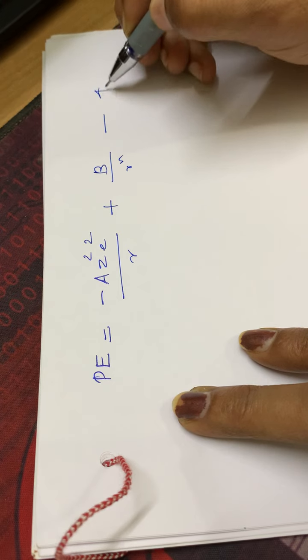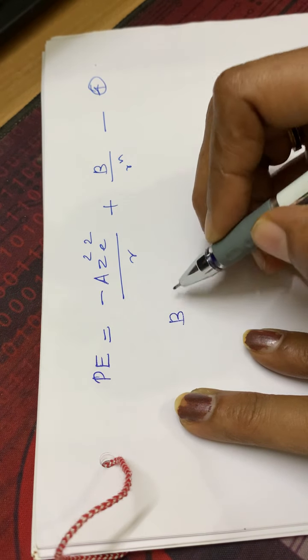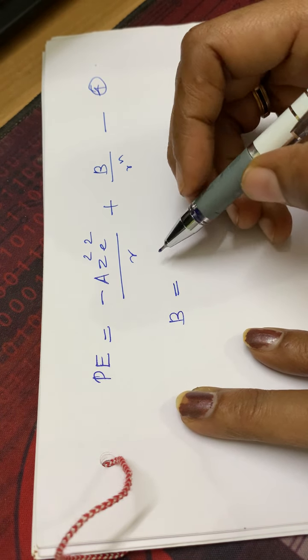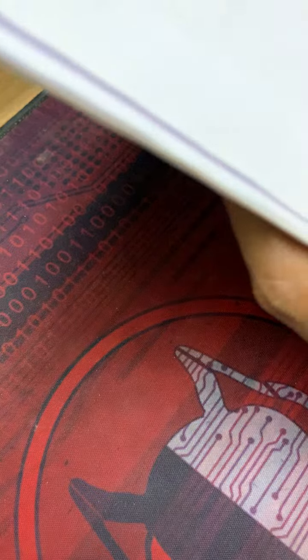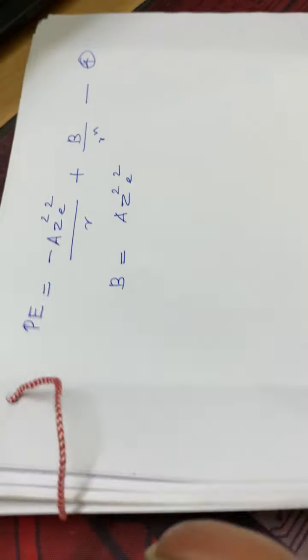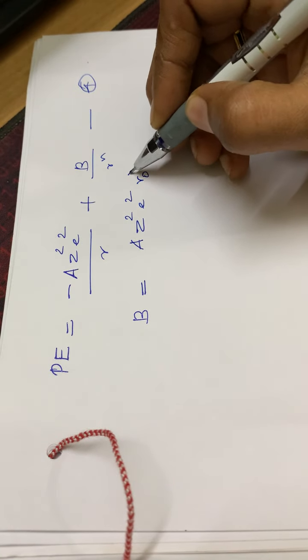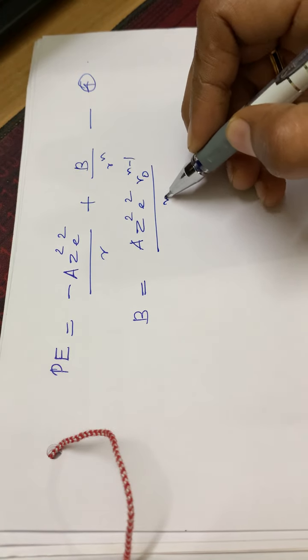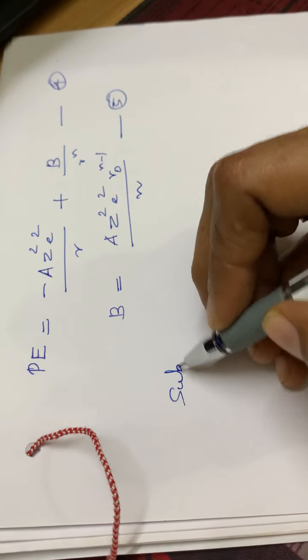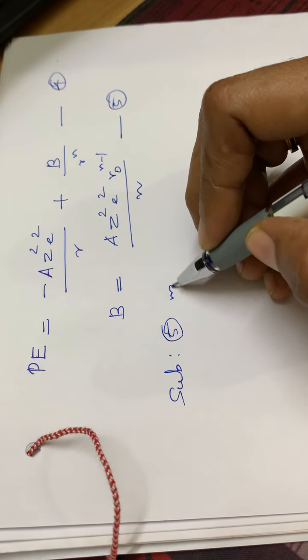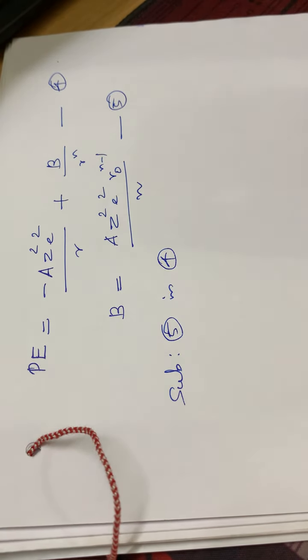This is our fourth equation. Then we have to substitute the value of b, and the value of b is equal to a z square into e square into r0 raised to n minus 1 divided by n. Okay, so this is the fifth equation. Substitute equation 5 in equation 4, that is the value of b in equation 4.